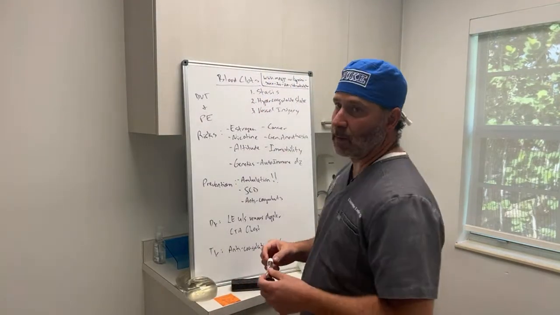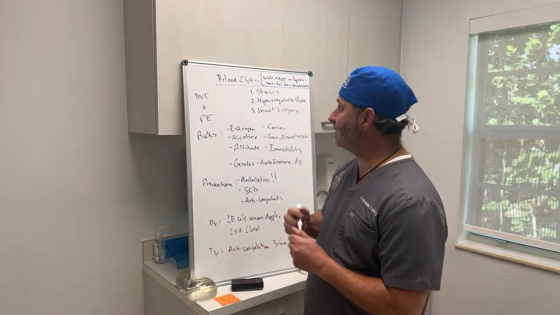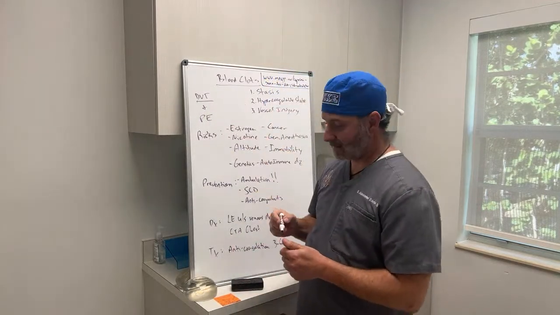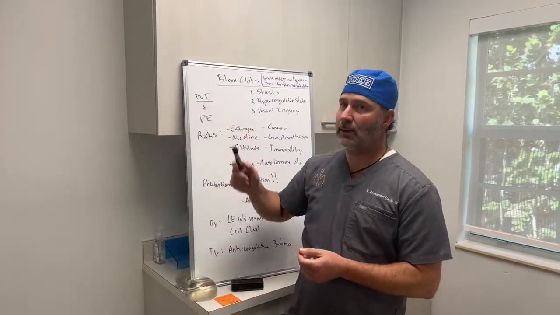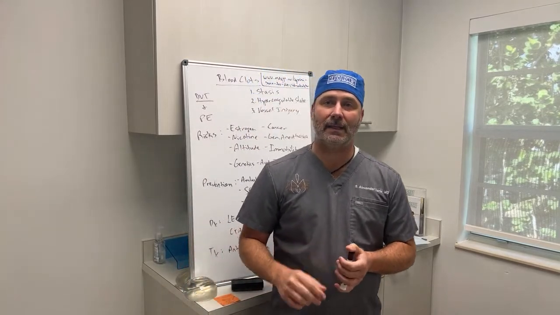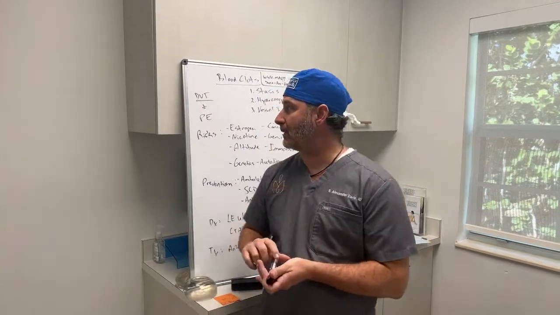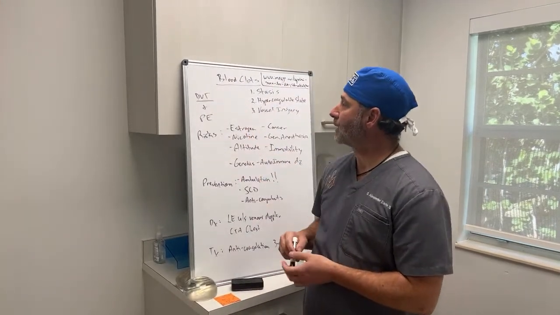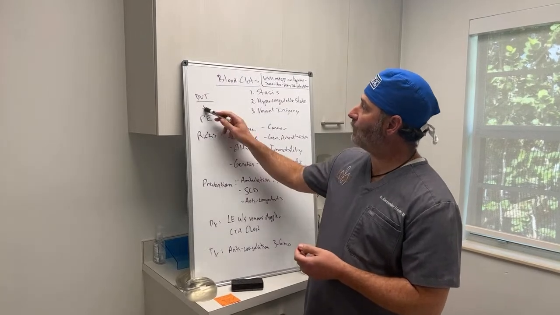So blood clots. What do we mean when we're talking about blood clots? We're mainly talking about two main things. One is your DVT, which stands for deep vein thrombosis, and we typically see those in the lower extremities, so in the legs, and most commonly in the back of the calf. That's the number one place where we see that.